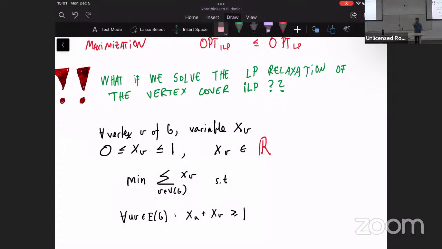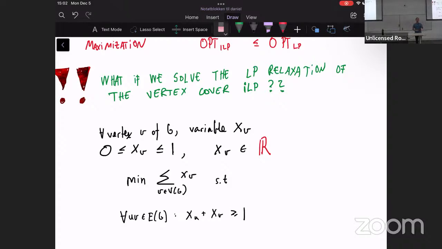Okay, so now the question is, do there exist graphs where no optimum LP solution assigns integer values to the vertices? Could it be true that for every graph, the optimum LP solution is always integral? All right, so hands up if you think it's yes. The answer to this is yes. All right, hands up if you think it's no. Pardon?